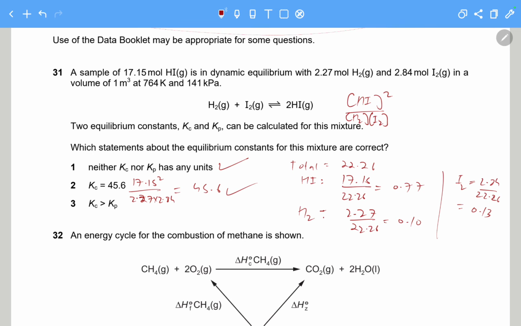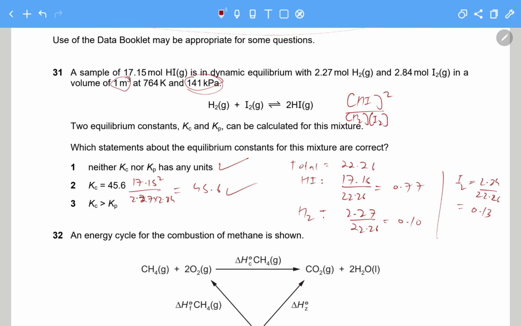So we know the pressure is 141 kPa, and the volume is 1 meter cube. Because the units are cancelling out on both top and bottom, we don't really have to multiply the mole fraction by the total pressure, because the total pressure on top and bottom will eventually cancel out.